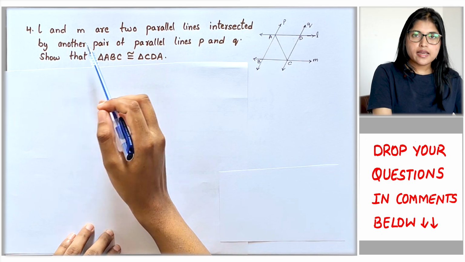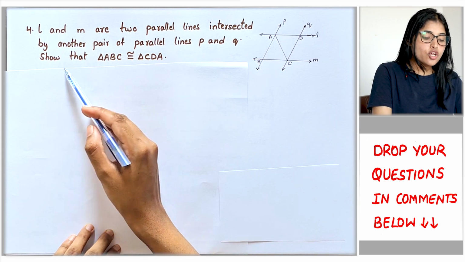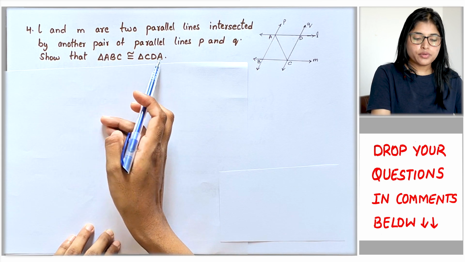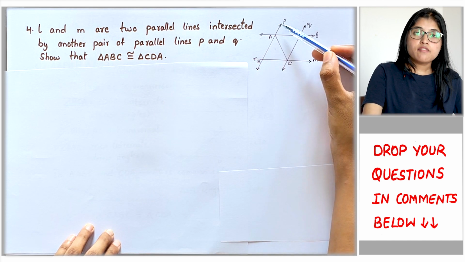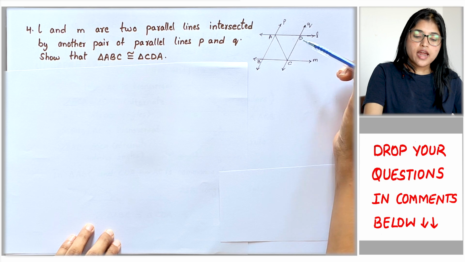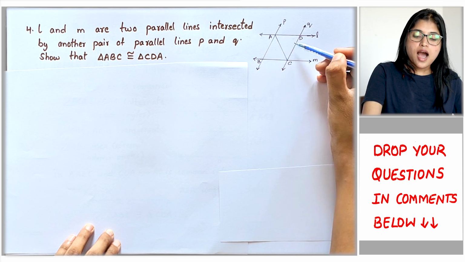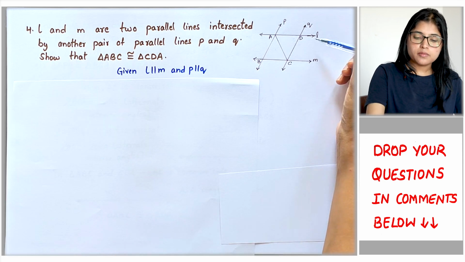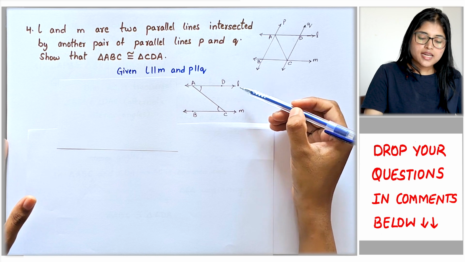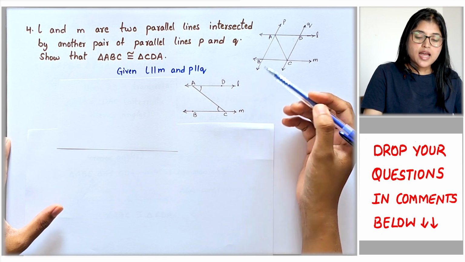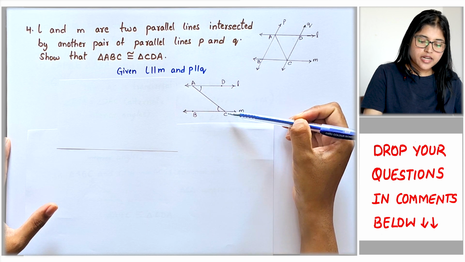Fourth question says L and M are two parallel lines intersected by another pair of parallel lines P and Q. Show that triangle ABC is congruent to triangle CDA. So we are given two parallel lines L and M and we are given two parallel lines P and Q, and we have to show that these two triangles that are formed by this transversal are congruent. Writing down the given information, L is parallel to M and P is parallel to Q. Let us start by considering L as parallel to M. I have not drawn PQ here for clarity, and let us consider this AC as the transversal.